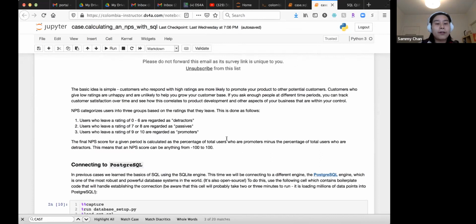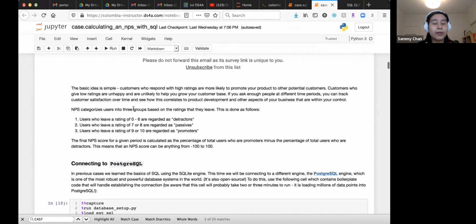Here we also categorize the users into 3 groups, depending on the numbers of ratings that they leave. Whoever leaves a rating of 0 to 6, we treat as detractors. That means these users might be causing us to lose usage or lose customers, which is what we don't want to see.